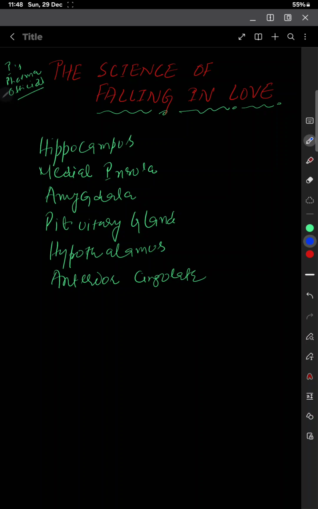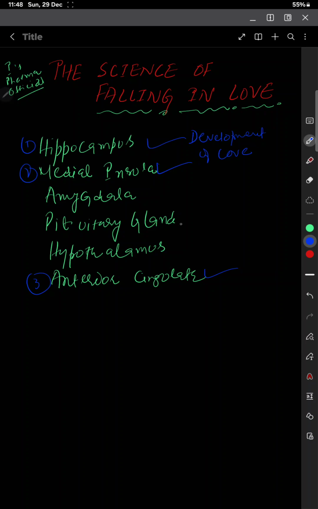These are some of the parts of the brain which are important for the feeling of love, the locations where the brain loves. The hippocampus, the medial insula, and the anterior cingulate: these three parts of the brain help to regulate the feelings of reward. They are also responsible for the development of love.